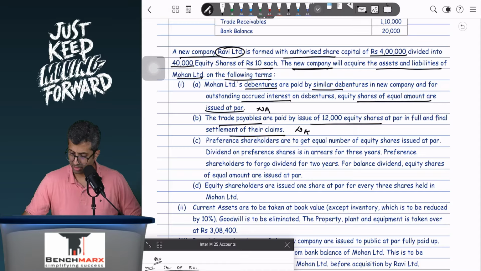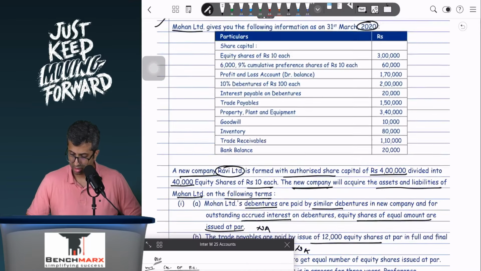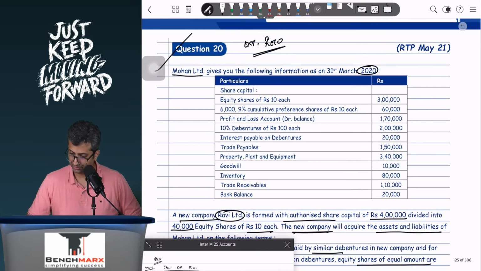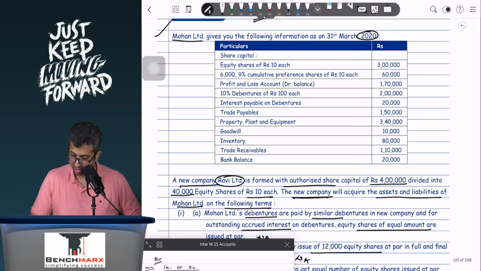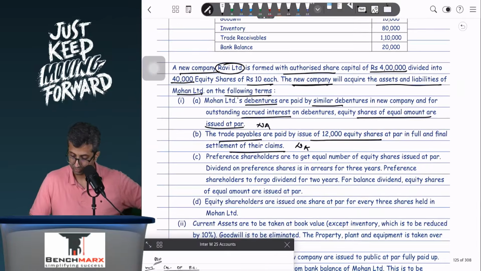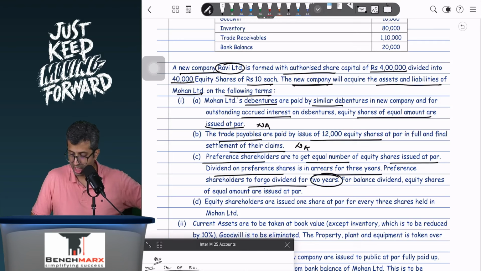So our trade payables 12,000 into, I think what is the par value? 10. So it is 1,20,000 in lieu of trade payables of 1,50,000. So there is a 30,000 gain possibly over here. Preference shareholders are to get an equal number of equity shares at par. Dividend on preference shares is in arrears for 3 years, and preference shareholders will forego the dividend for 2 years. For the balance dividend, equity shares of an equal amount are to be issued at par. So this will be a part of my PC.